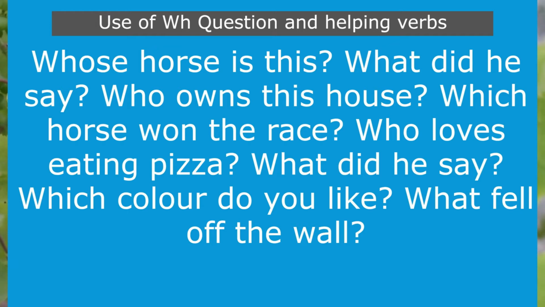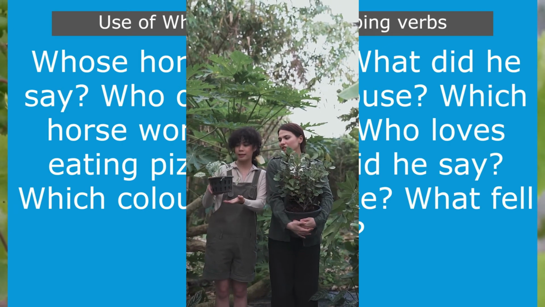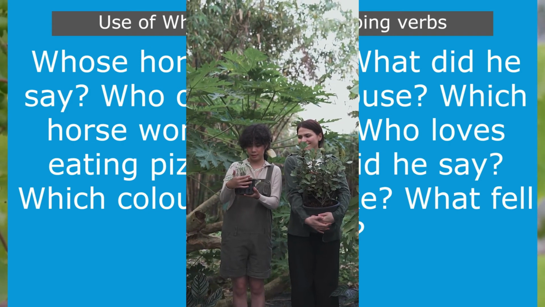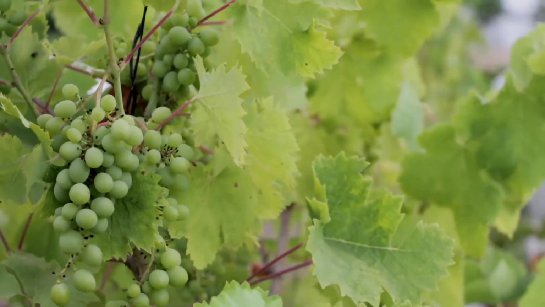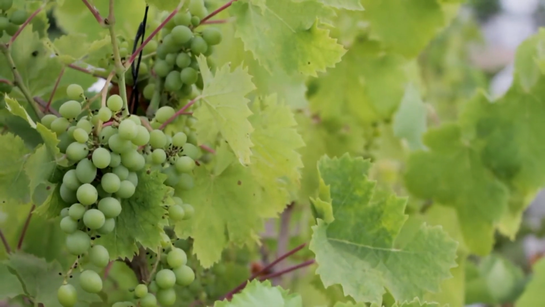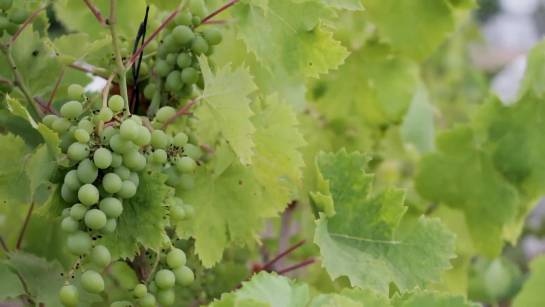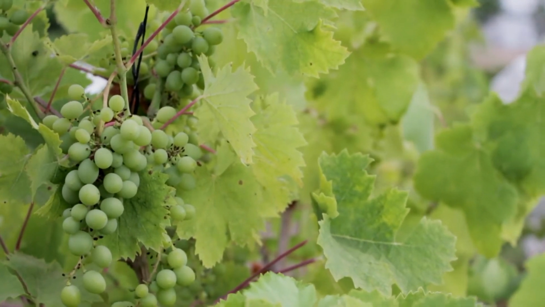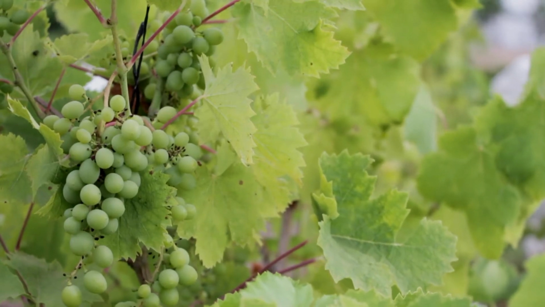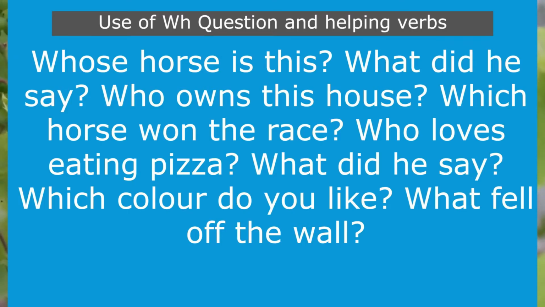Which horse won the race? Here the question is about, for example, there are 10 horses and one of them has won the race. So the question is which horse? We say the black horse won the race. And if you use another question, has the black horse won the race? Yes, the black horse has won the race. Are you sure the black horse has won the race? Yes, the black horse has won the race.